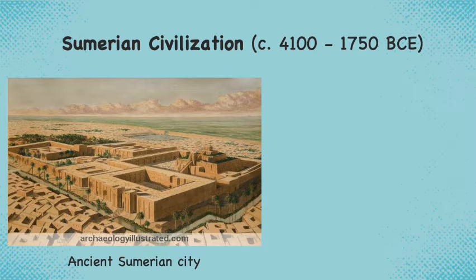Now, the foundations of Mesopotamian science and technology developed in Sumer, located in the southern part of Mesopotamia. The Sumerians are considered the creators of civilization as modern humans understand it. Shown in this picture is an illustrated city-state of ancient Sumer.